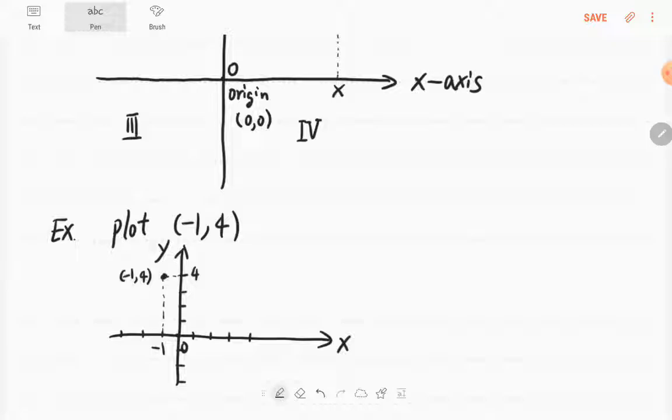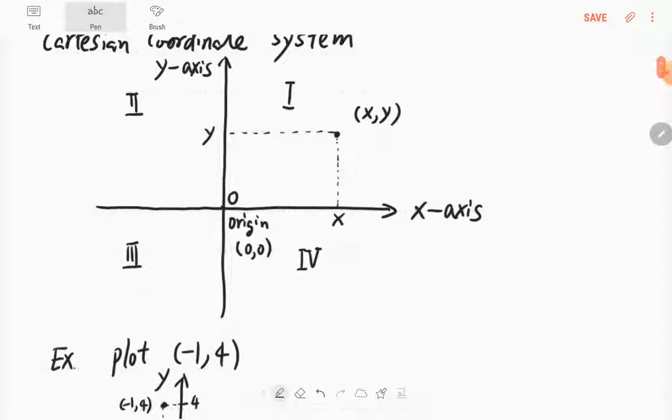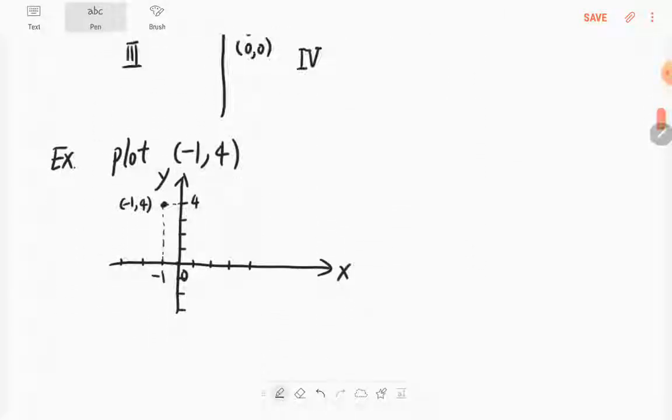So now, since we can represent any point in the plane by an xy pair, we want to determine the distance between 2 points.